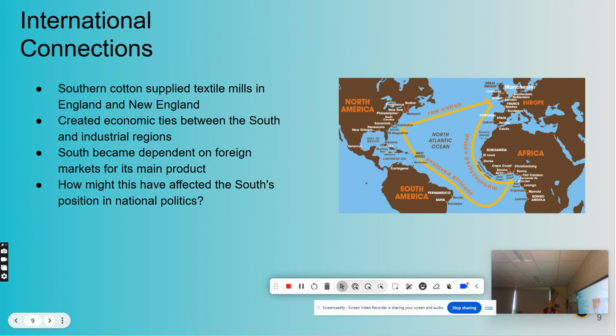Let's talk about international connections to the South. Southern cotton supplied textile mills in both England and New England. So the South was shipping their cotton north to the New England states, factory towns like in Lowell, Massachusetts, or in New York, or in Rhode Island, but they're also sending their raw cotton to England. So they have marketplaces outside the United States. It creates an economic tie between the South and industrial regions.